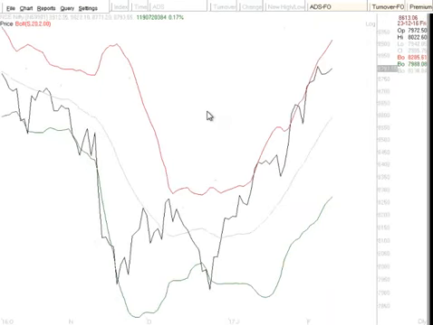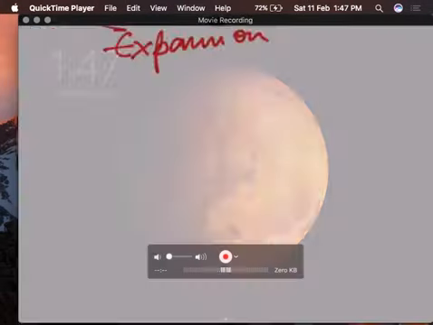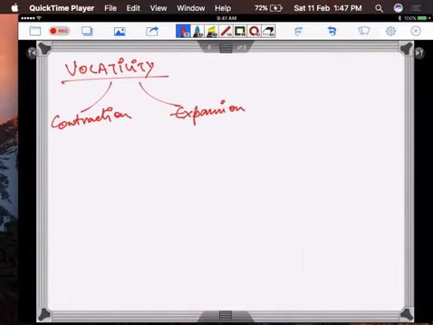Now, the Bollinger Band has three lines. The one in the middle, the gray line, is the 20 period simple moving average. The one on the top, the red line, is 2 standard deviations added to the average, and the green line is 2 standard deviations subtracted from the average.